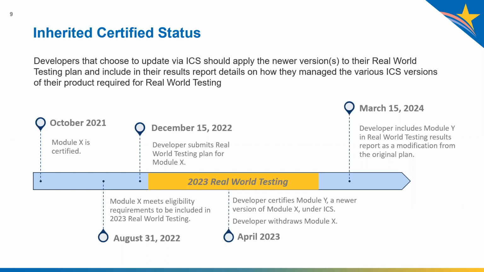So in this case, you are expected to report on real-world testing activities that were applied for Module Y because Module Y not only inherited the certification from Module X, but all the requirements that came along with that certification, including real-world testing. So you would be expected to still report on this product, even though you updated it using inherited certified status, okay?